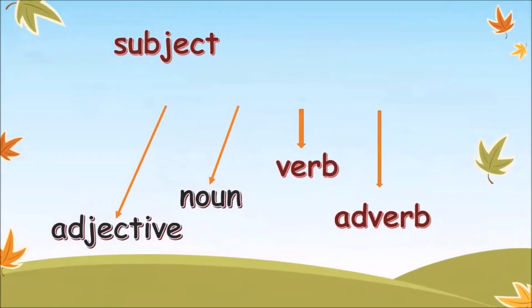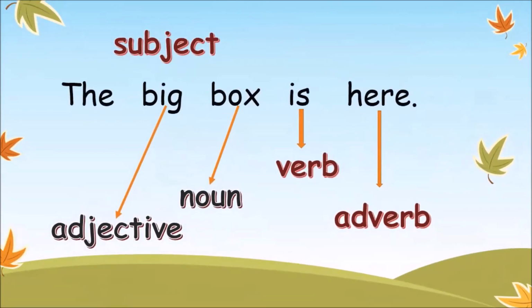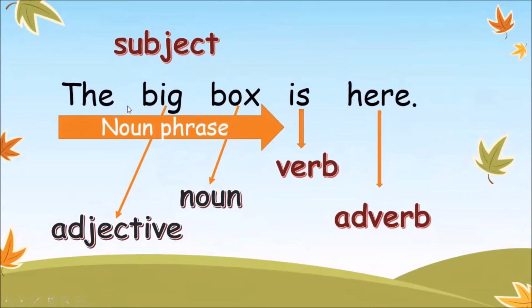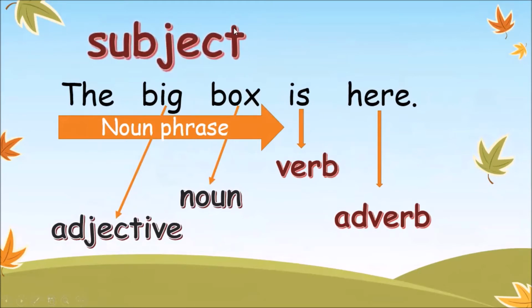Okay, here, look here. The big box is here. The big box is here. So the big box is a noun phrase. Why? Because big is an adjective and box is a noun. And also it's a subject. Okay, so it's before the verb. Everything before a verb, even if it was million words, it's a subject. Okay, so the big box is a subject, and at the same time, it's a noun phrase because I have big, which is an adjective, and I have box, which is a noun.